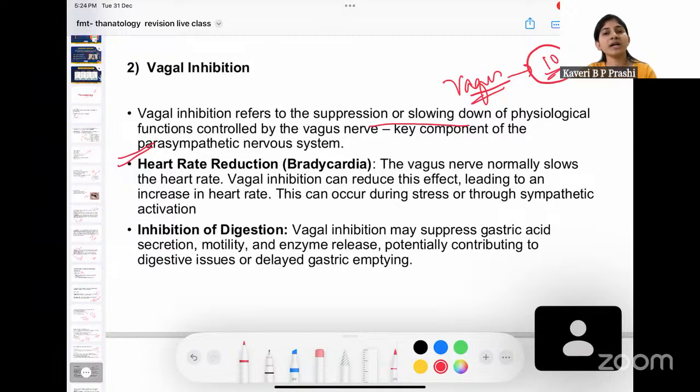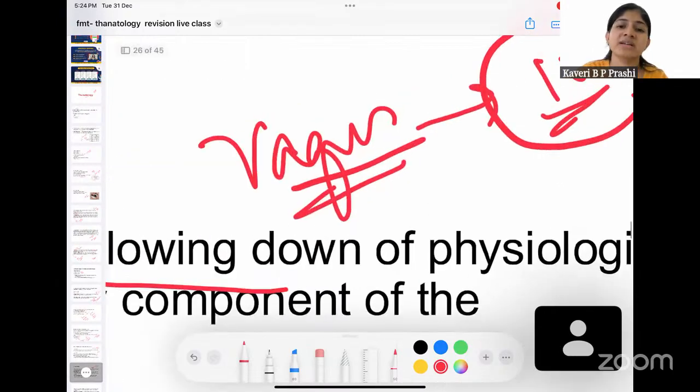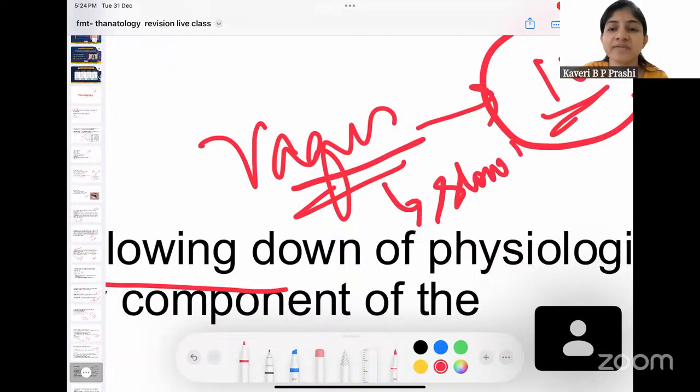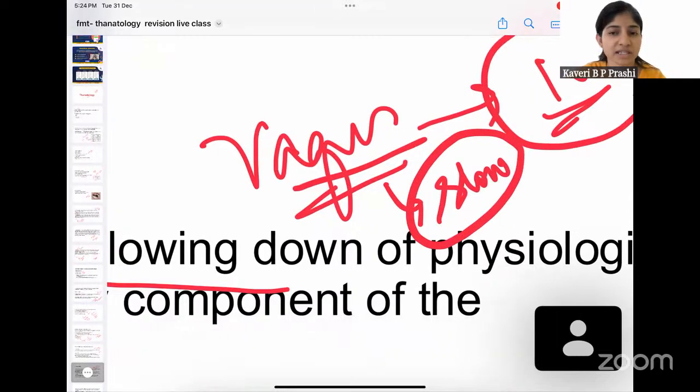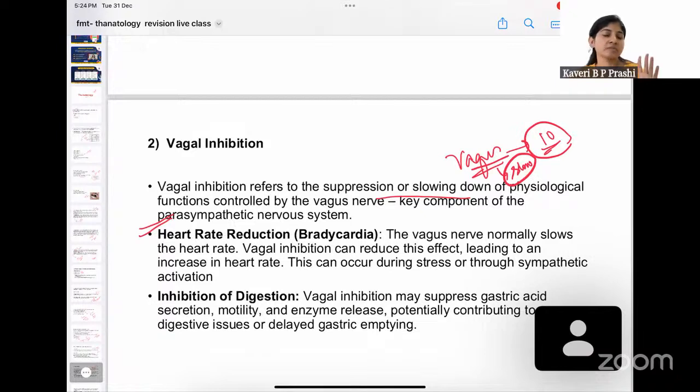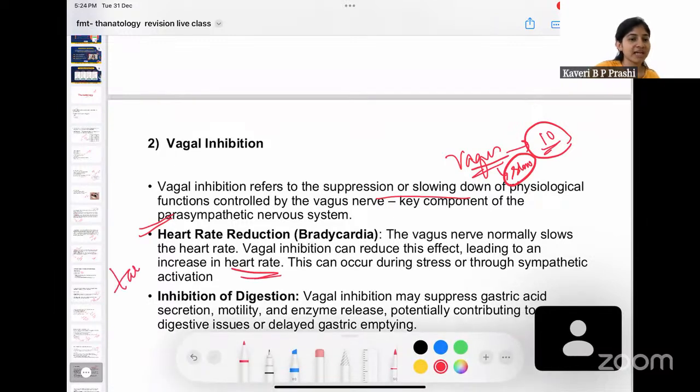Now, what happens? Heart rate changes. The vagus nerve normally slows the heart rate. Vagal inhibition can reduce this effect, leading to an increase in heart rate. So remember, the actual function of the vagus nerve is to slow down everything. It's going to slow down heart rate, respiration, everything. It wants that calm, steady, laid back person. But when the vagus is inhibited, there is going to be an increase in the heart rate, that is, you're going to see tachycardia. Whenever heart rate is more, what else happens? There's going to be a lot of stress because of sympathetic activation.